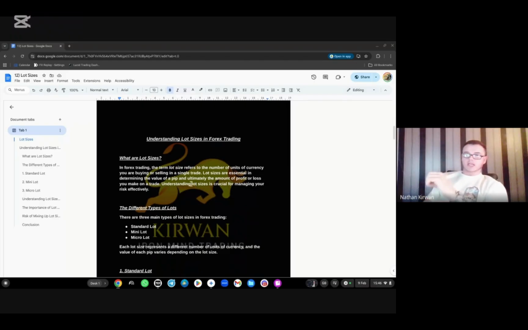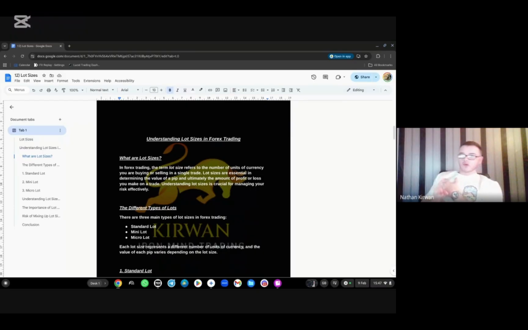Before we get into exactly what a lot size is and why it's important, I'm going to keep it super simple. A lot size just determines how much a pip is worth, and we know that a pip is the smallest price movement that you're going to be able to catch. That's what you're betting on. You're betting on that pip going up or down in value, and your lot size determines the price of that pip.